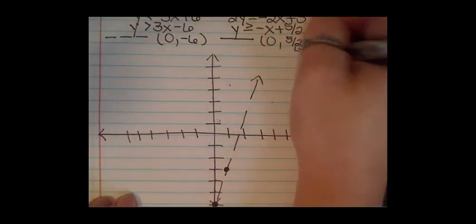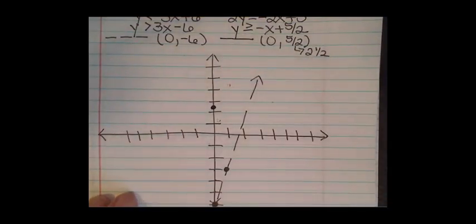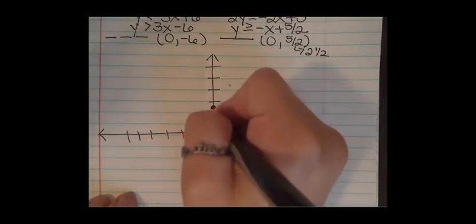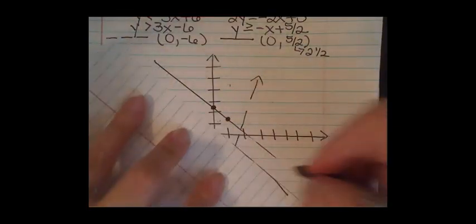Now for our second one, we have 0 and 5 over 2. Remember, 5 over 2 is 2 and 1/2. So it means we're going to go up 2 and then hit a half and put our point right there. And then our slope is a negative 1, so we go down 1 and to the right 1. And that's going to be a solid line. So there's our second line.